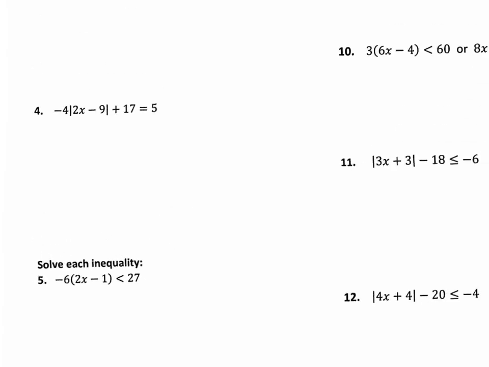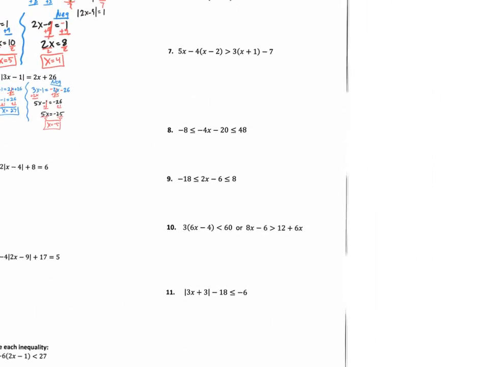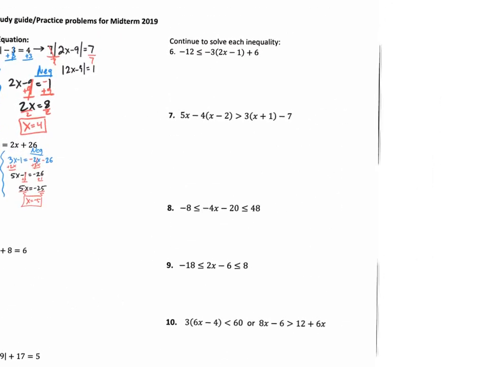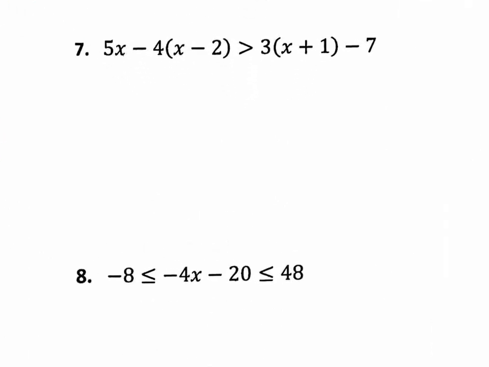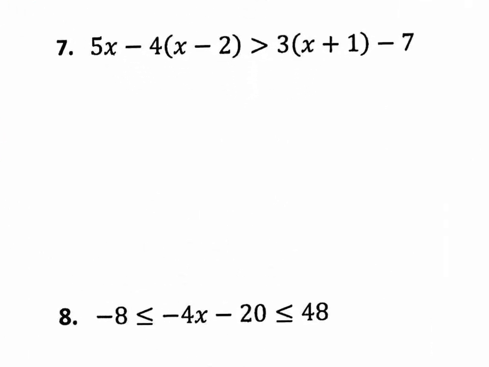So maybe instead of 5, let's pick one that's a little more challenging, like number 7 looks good, huh? Let's do that one, because if you could do 7, you could do any of those. So let's jump to number 7. Let's distribute. And when you distribute, I recommend circling the number that you're going to distribute and include the sign that's in front of it.